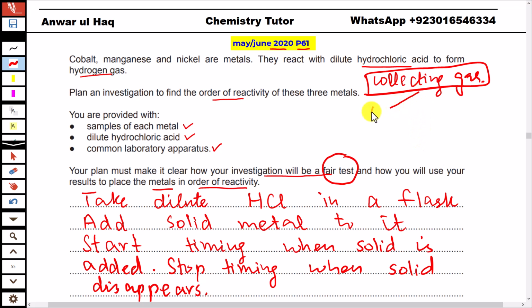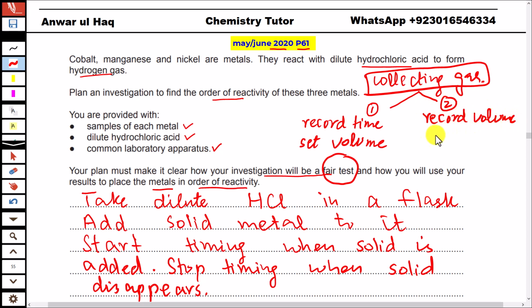One is record time for set volume of gas. I will explain that. And second is record volume for a set duration. What does that mean?